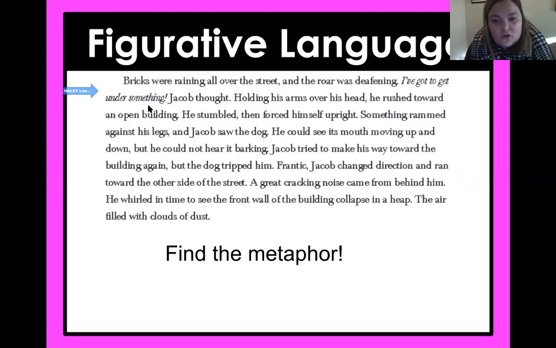Bricks were raining all over the street, and the roar was deafening. I've got to get under something, Jacob thought. Holding his arms over his head, he rushed towards an open building. He stumbled, then forced himself upright. Something rammed against his leg, and Jacob saw the dog. He could see its mouth moving up and down, but he could not hear it barking. Jacob tried to make his way toward the building again, but the dog tripped him. Frantic, Jacob changed direction and ran towards the other side of the street. A great cracking sound came from behind him. He whirled in time to see the front wall of the building collapse in a heap. The air filled with clouds of dust.